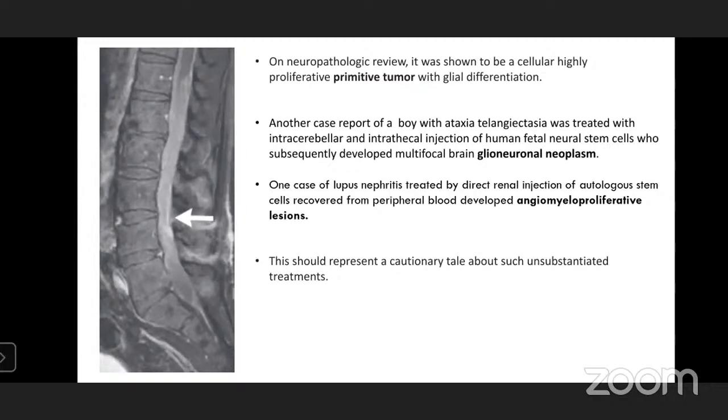So in another case, a boy with ataxia telangiectasia was treated with intracerebellar and intrathecal injection of human fetal neural stem cells, who subsequently developed multifocal brain glioneuronal neoplasms. In another case of lupus nephritis, they injected autologous stem cells directly into the kidney, and he subsequently developed angiomyeloproliferative lesions. So this should represent a cautionary tale about such unproven treatments.